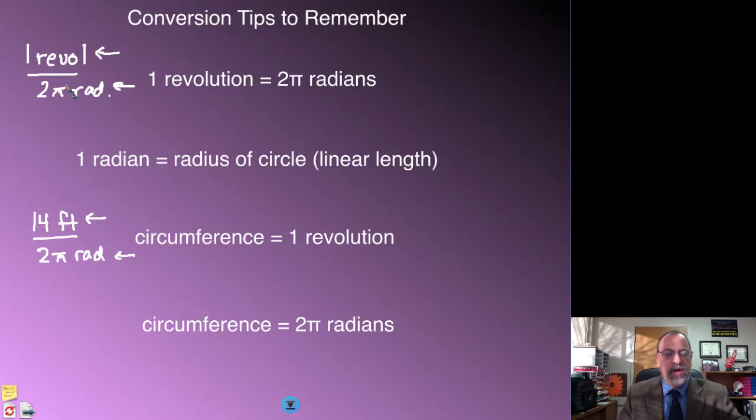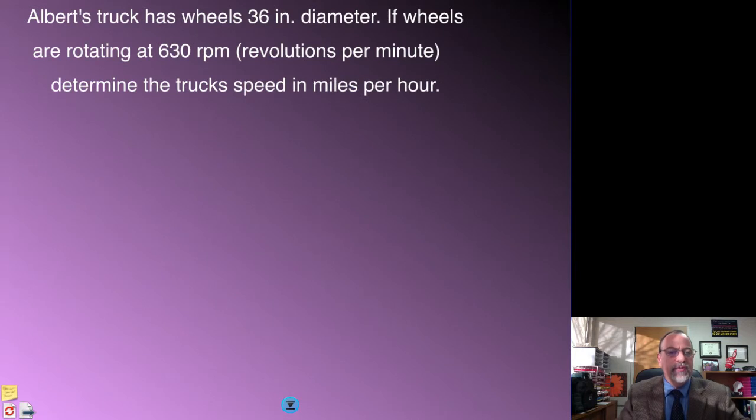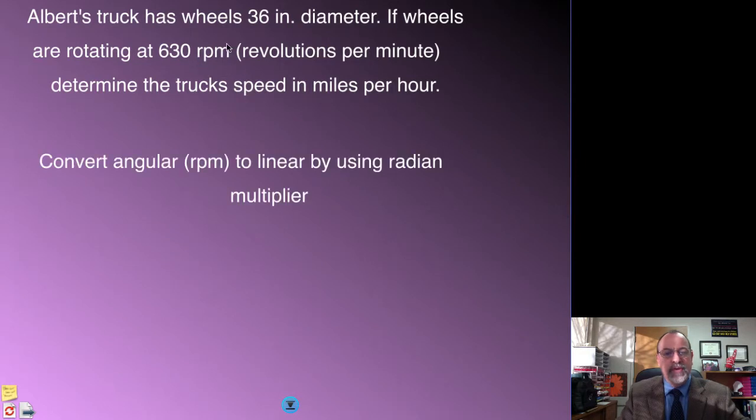So let me do one problem for you and show you how this is going to work, and then we'll wrap this up. In this example, Albert's truck has wheels that are 36 inches in diameter. If the wheels are rotating at 630 revolutions every minute, then what's the speed in miles per hour? So what I need to do is take this angular measurement, which is revolutions per minute, and convert it into a linear measurement, miles per hour.